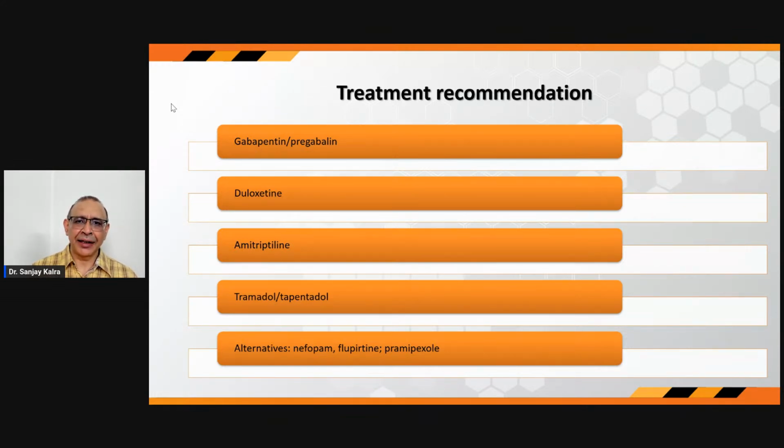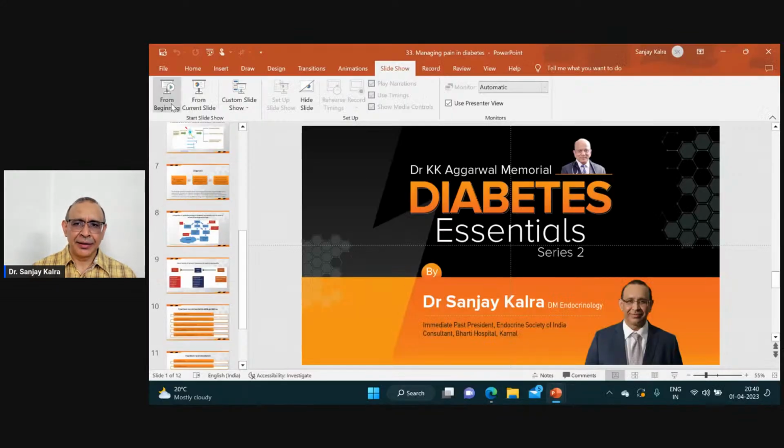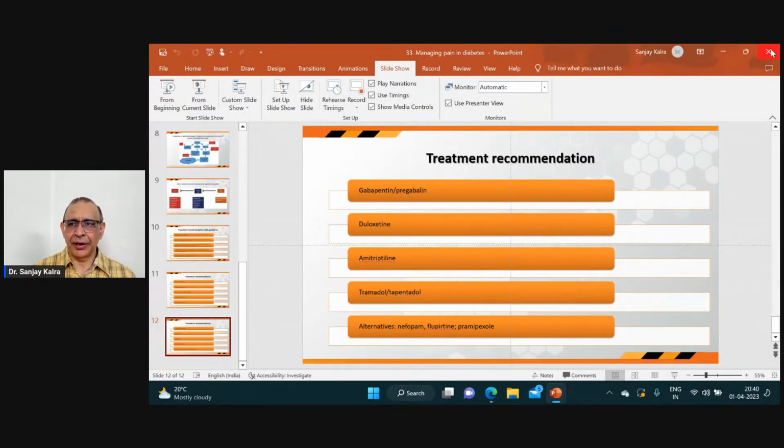Sometimes RLS can be secondary to anemia or chronic kidney disease. So if your patient has symptoms like this, do rule out iron deficiency, treat it, and also kidney disease, treat that. So these are treatment recommendations, and I've sort of shared how I practice pain management in my clinic. This is what we wish to speak about today.